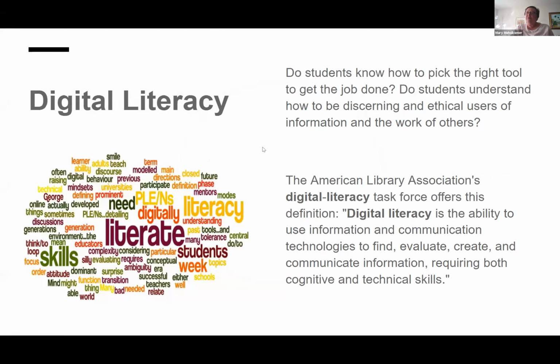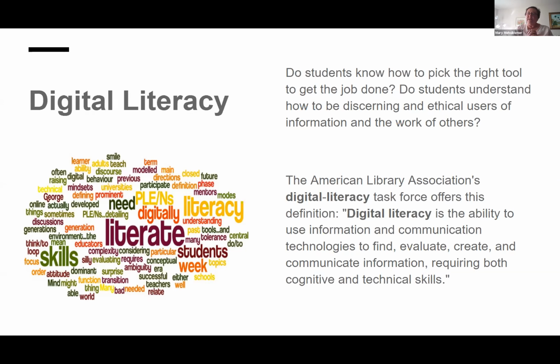So when we come to digital literacy, this is a tough one, because this is about whether students know how to pick the right tool to get the job done. Back in the day, when I first got involved with technology and education, which was a while ago now, we were really worried about making sure students knew how to use Microsoft Word or Microsoft PowerPoint or whatever it was. And now our conversations are really much more around, there are a number of tools out there, and we want our students to understand how to pick the best tool for the job. And that's really what digital literacy boils down to.